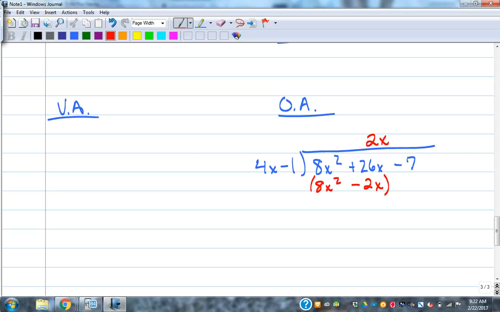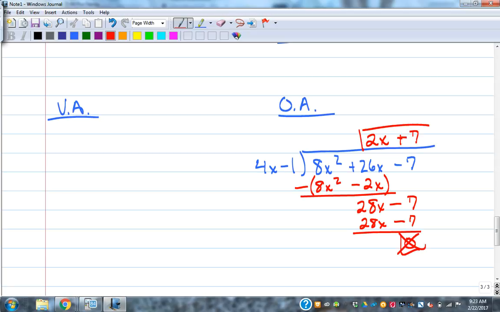And then I distribute and subtract. So 2x times 4x is 8x squared. 2x times -1 is -2x. Subtract. So that's going to be these canceling out. Positive 26 minus a -2x, negative, negative makes positive, that's 28x. What times 4x gets me 28x? Plus 7. And that's 28x. 7. Turns out the remainder is 0 on that, but that doesn't really matter.